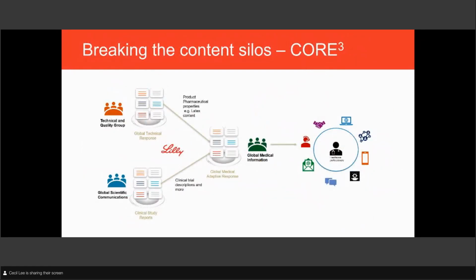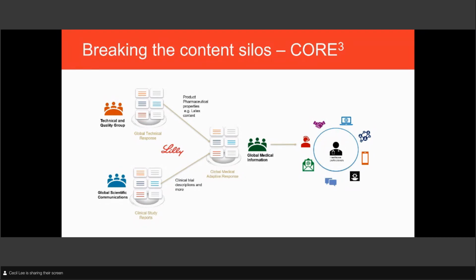And we have one more, which is core 3, you may say, the inter-organization reuse of content. We have been focusing on medical information, which is right in the middle, and we're providing that to our customer. But we're also not always the source of the information. We have different organizations at Lilly that we could reuse content from, such as our technical quality group and our global scientific communications group. They have valuable content they generated that we would like to reuse.